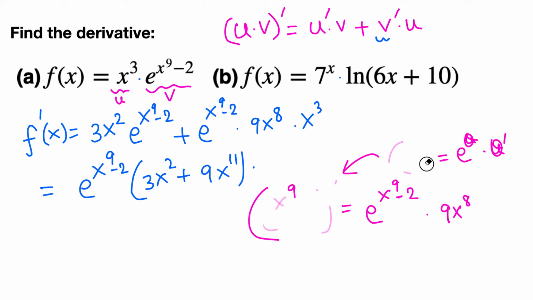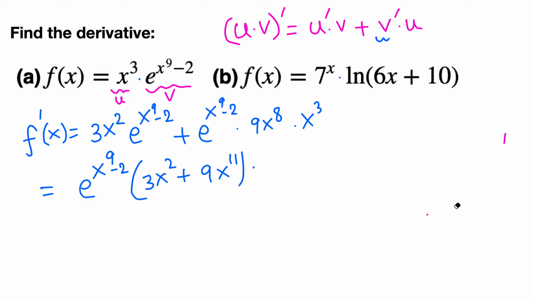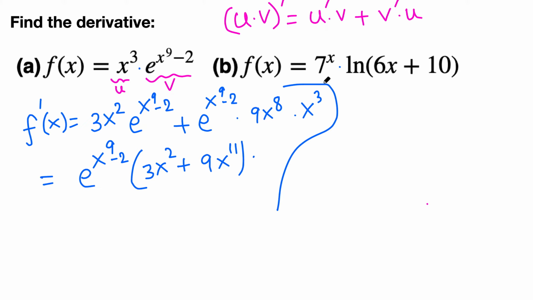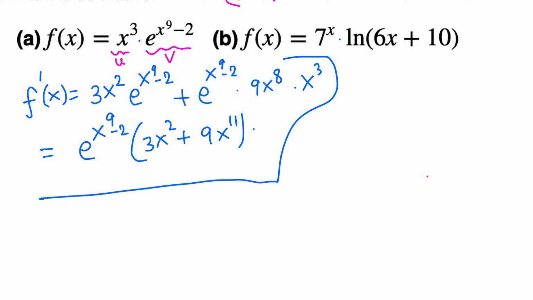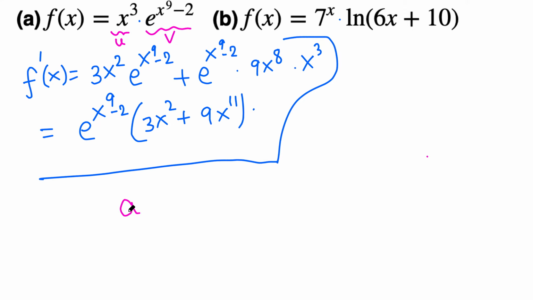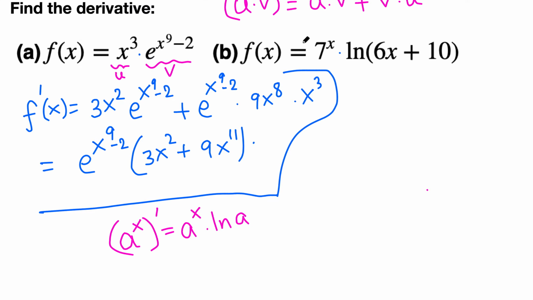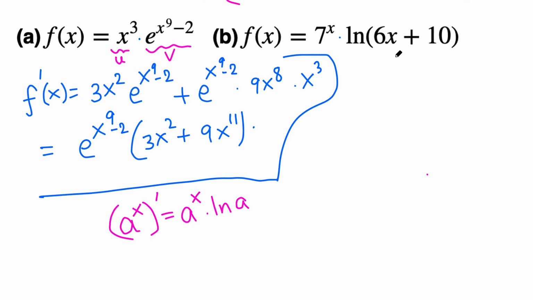Let's do the second part. Okay, so we got a product, so we will be using the product rule again. First factor is 7 to the x and second factor is ln of 6x plus 10. Let's look at their individual derivatives. We know that when we have a number raised to x, its derivative is itself times natural log of the base a. So we'll be using that for the first factor, and natural log of something.